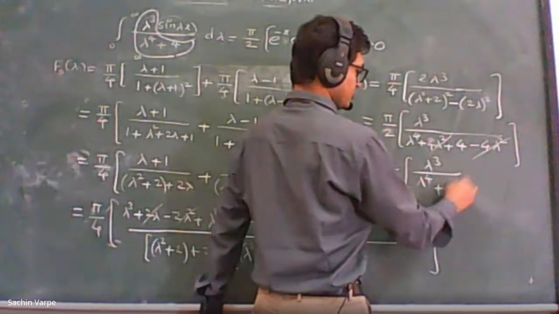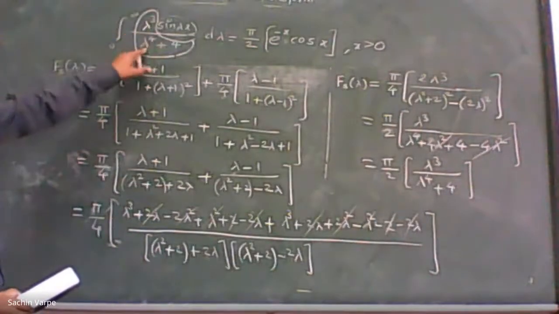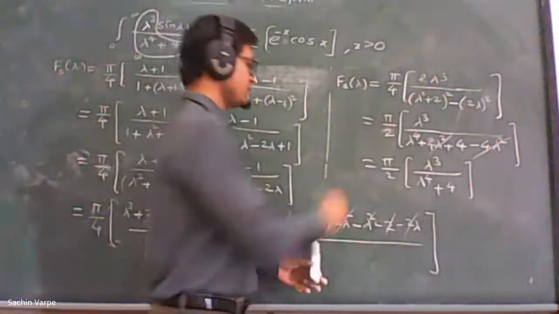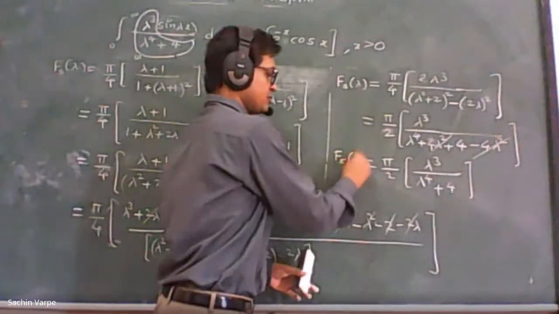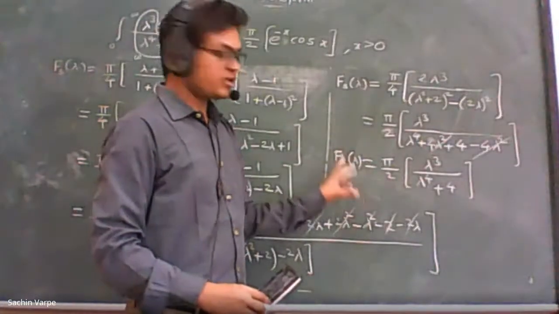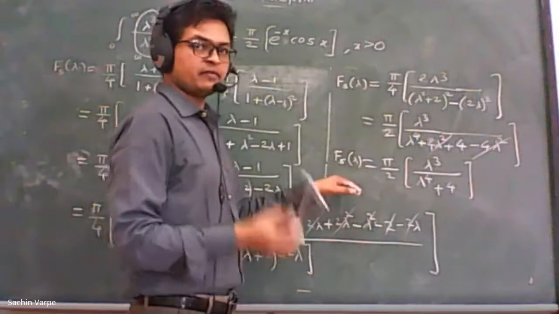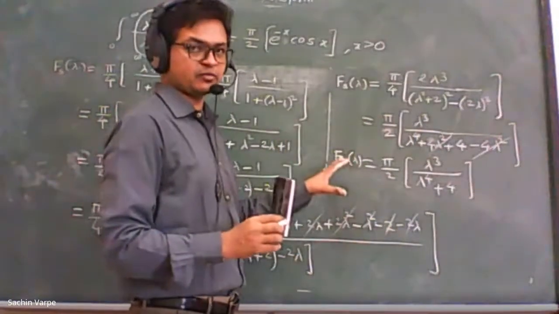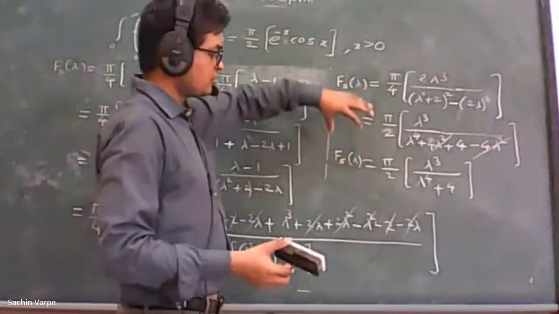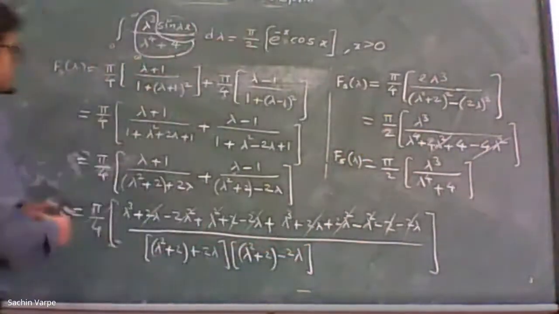Lambda raised to 4 plus 4. You can check. We are getting the same thing. Lambda cube upon lambda raised to 4 plus 4. That is the value of fs of lambda. Is it okay? So this is the Fourier sine transform. And since we have not been asked to find the Fourier sine transform, in fact, we have been asked to prove that, let us substitute this Fourier transform into its integral and check whether this will be the required result or not.